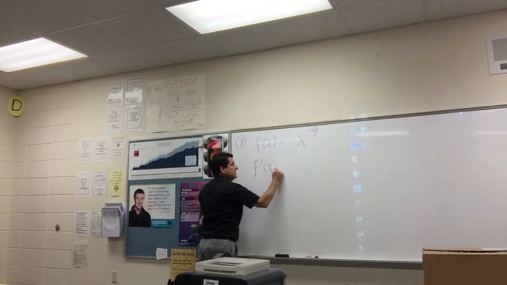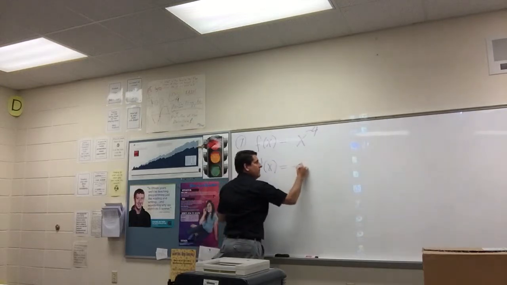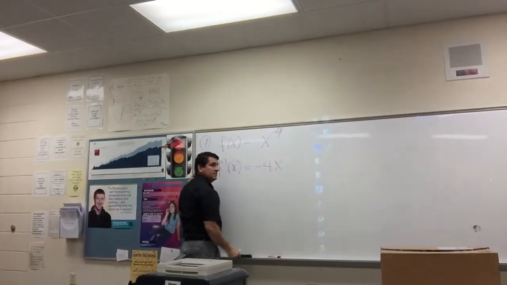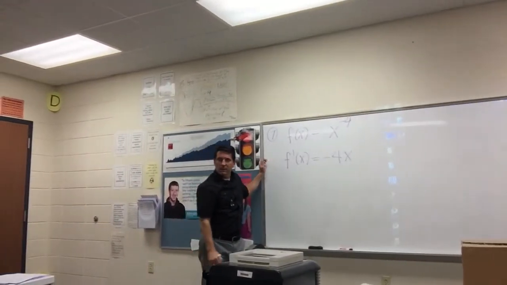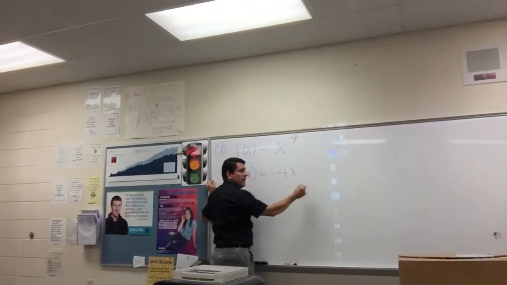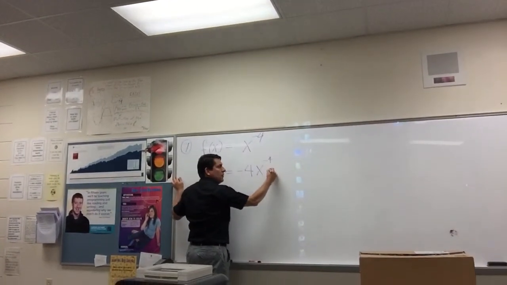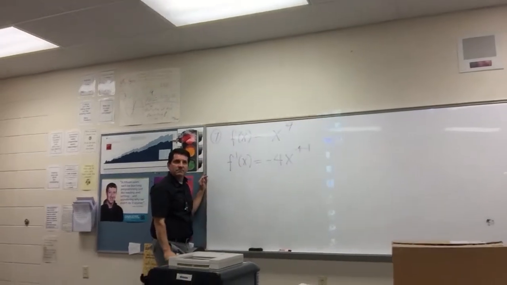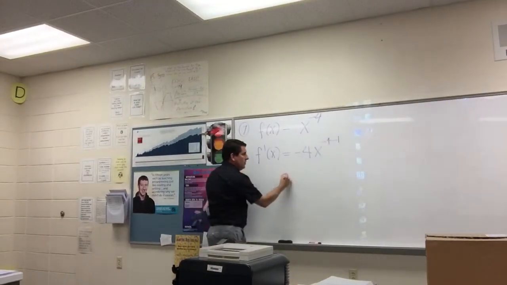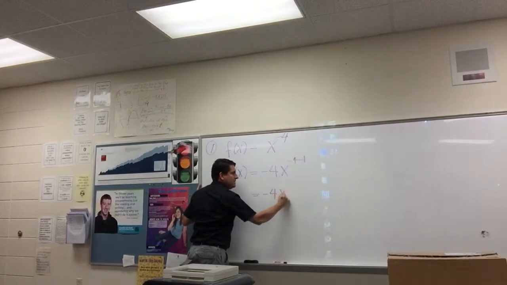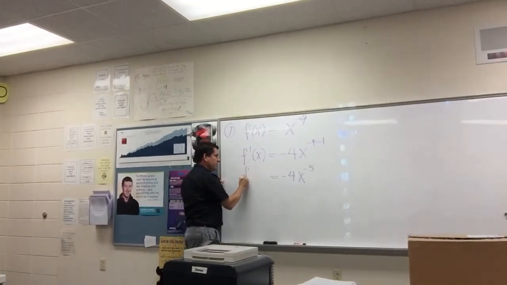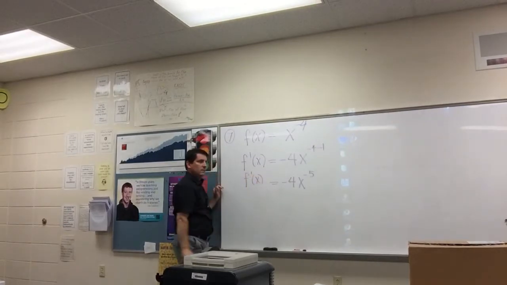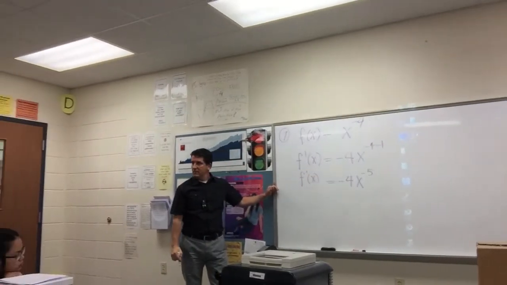F prime of x is equal to -4 times x to the, when in doubt, write it out, -4 minus 1. So this is -4 times x to the -5. That's what the derivative is. Make sense?